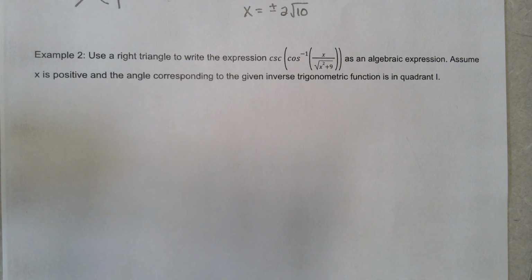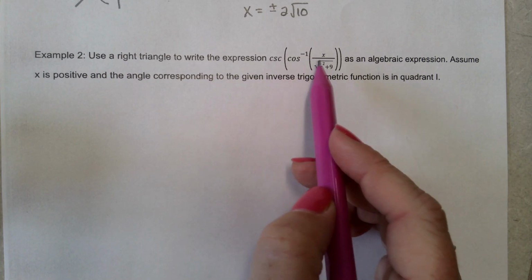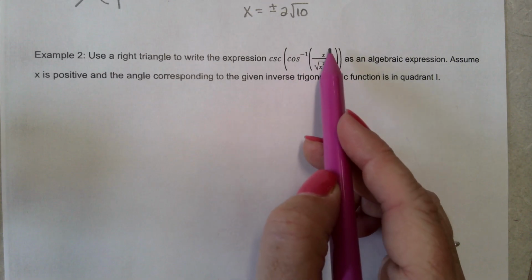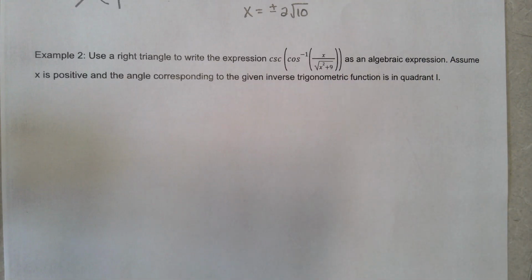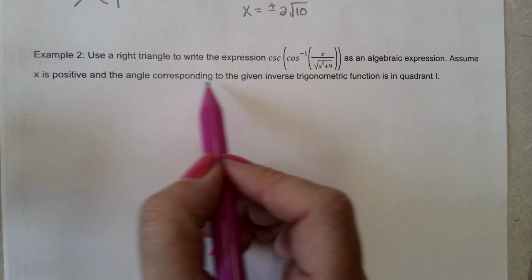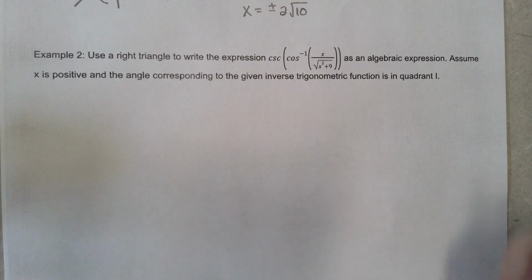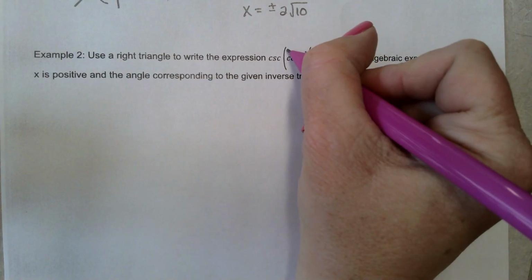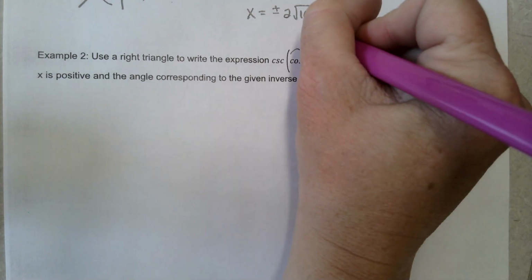This is our second example for section 4.7, inverse trigonometric functions, day 2. Again, we want to use a right triangle to write the expression cosecant of cosine inverse of x over the square root of x squared plus 9 as an algebraic expression. We assume x is positive and the angle corresponding to the given inverse trigonometric function is in quadrant 1. Again, I need to remember that the output of an inverse trig function is going to be our angle.